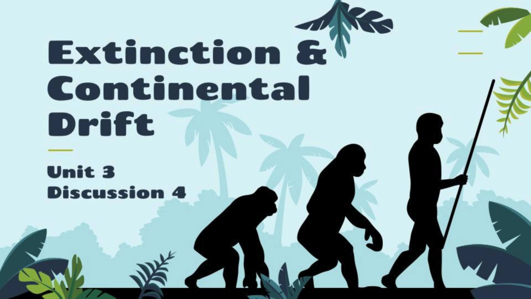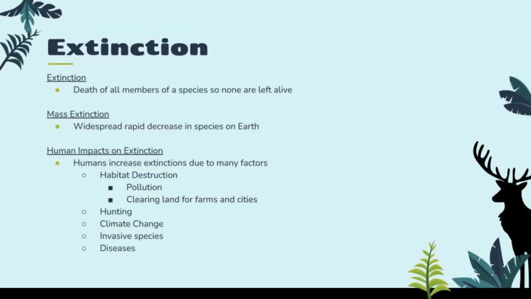All right, guys, welcome back for our final lecture for this unit, Unit 3, Discussion 4, Extinction and Continental Drift. So extinction is defined as the death of all members of a species so that none are left alive. And what this really is talking about is that they're gone in such a way they're not coming back.